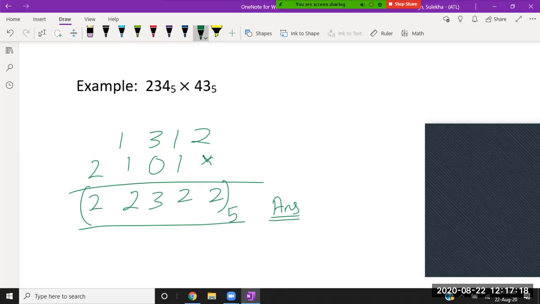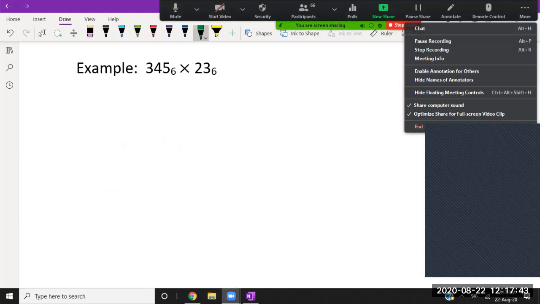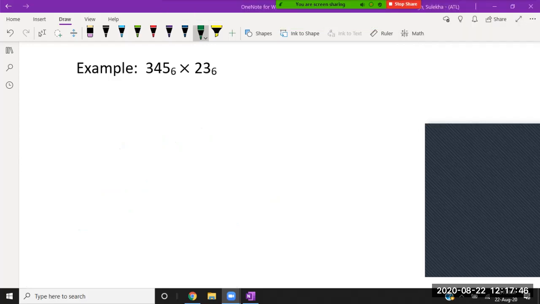Is this clear? Is there any doubt in this question? Okay, so in this example we are solving for base 6. So in the last example, what you have done, you have paired in 5s. In this example, whenever you are multiplying, you need to pair in 6s. Okay, in the same way, you need to do this.